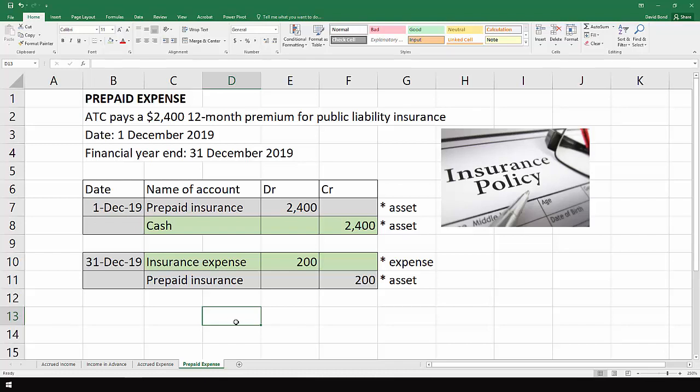And that is four different examples on accrued income, income in advance, accrued expenses, and prepaid expenses.